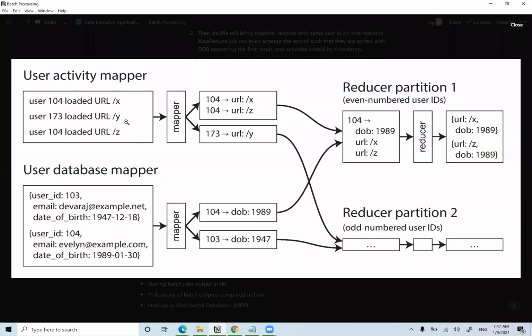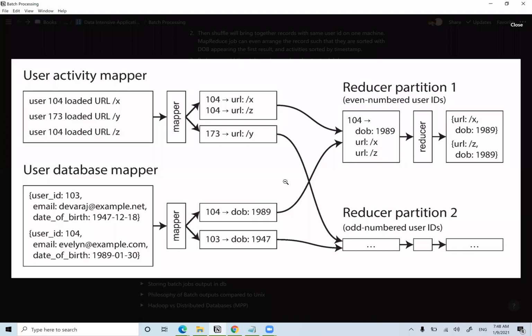So basically we had this user activity table and user database, right? The mapper is given the responsibility that for each user ID, you get the key as the user ID and value as whatever URL he has visited. So this is the mapper for user activity, and the mapper for user database would have the key as user ID and value as its date of birth. So this will be done by the mapper.